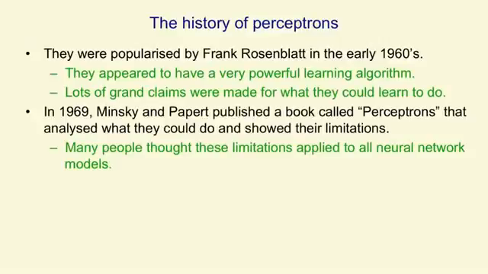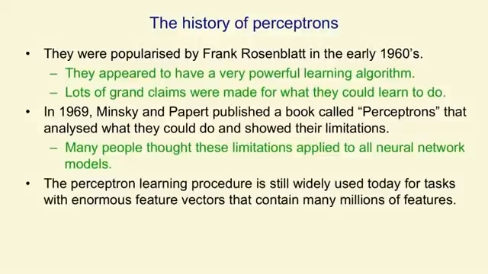But that result got wildly overgeneralized, and when I started working on neural network models in the 1970s, people in artificial intelligence kept telling me that Minsky and Papert had proved that these models were no good. Actually, the perceptron convergence procedure, which we'll see in a minute, is still widely used today for tasks that have very big feature vectors. Google, for example, uses it to predict things from very big vectors of features.